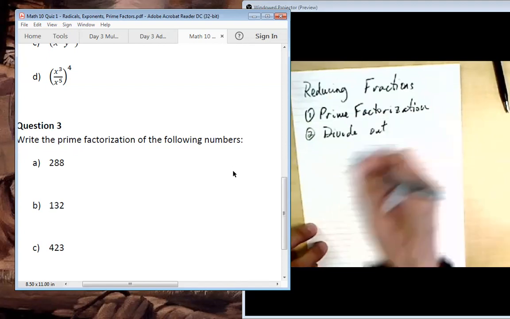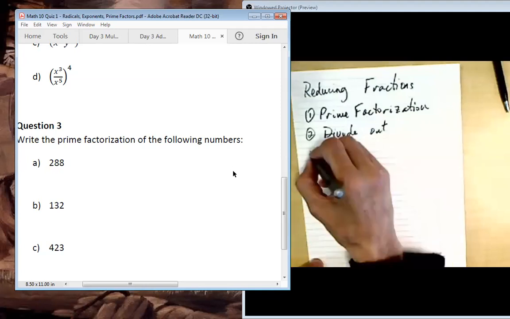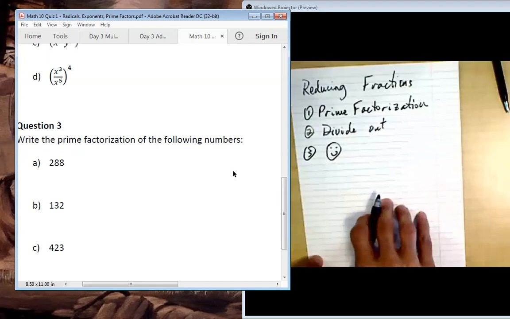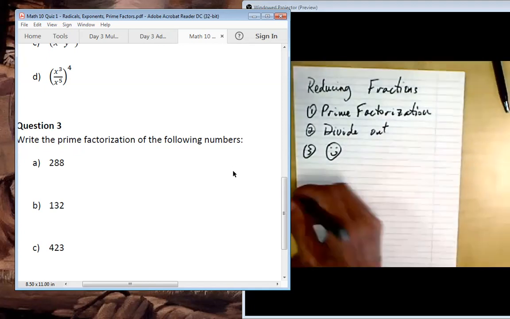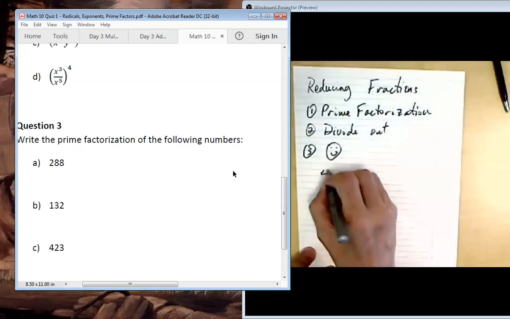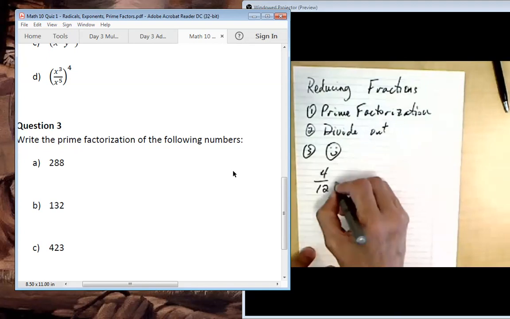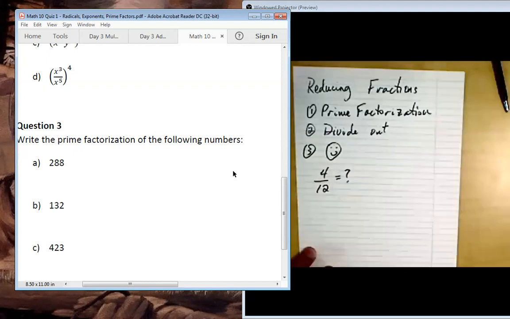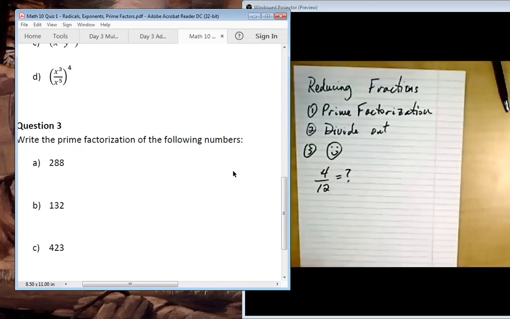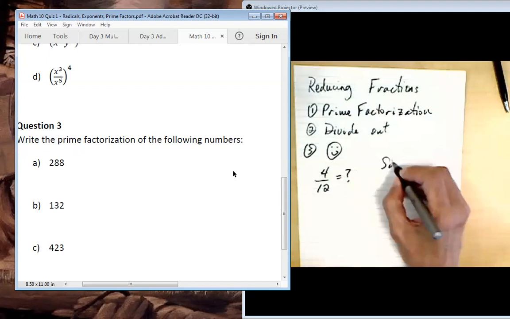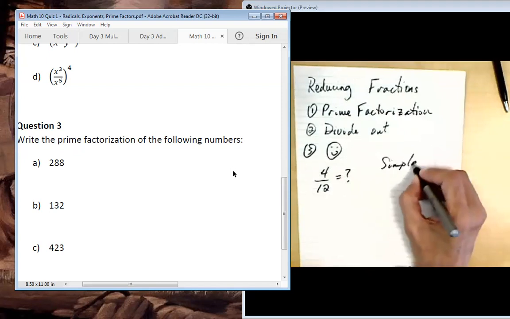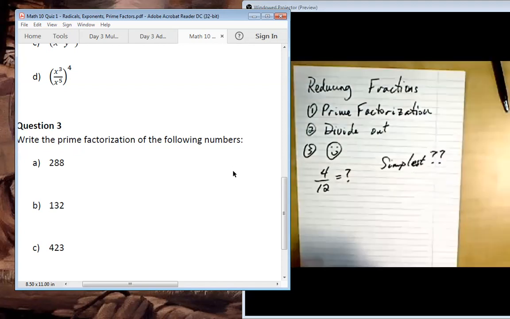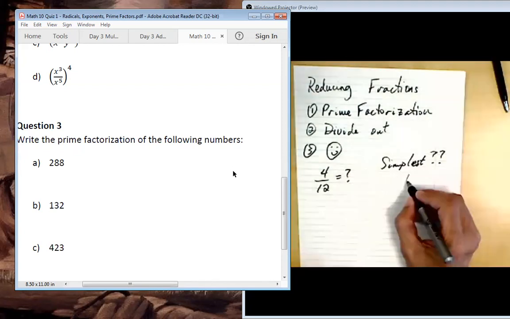Okay, so reducing fractions. What did I just say? Reducing fractions, right? Okay, so what it means is like this. Let's say you have 4 over 12. What is the simplest fraction that you can write this 4 over 12 as? There's a way of figuring it out. It happens to be 1 over 3.